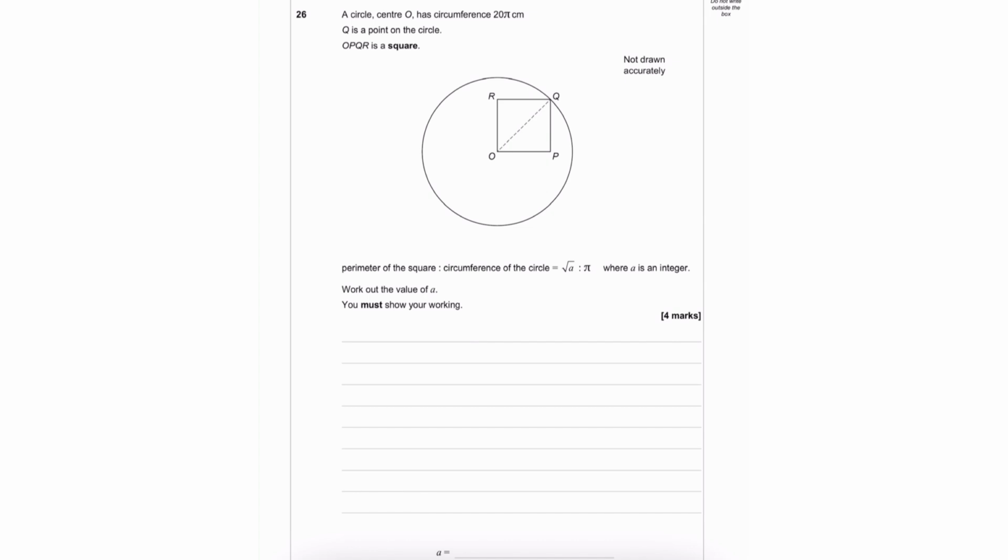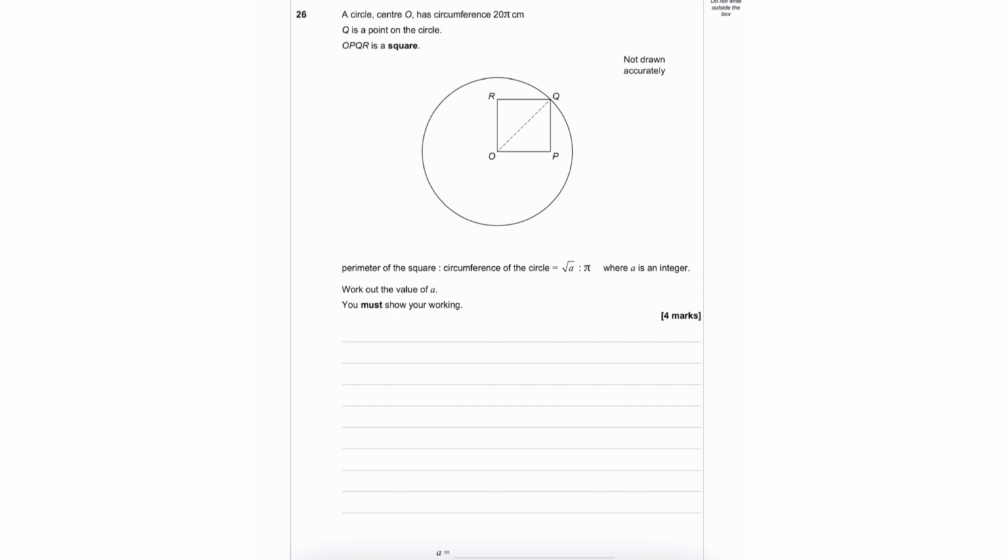So here in question 26, we can see that we have a square within a circle. We're told that O is the origin, and we're told the circle has a circumference of 20 pi centimeters. Q is a point on the circle, and OPQR is a square. And we want to work out the value of A given that the ratio of the perimeter of the square to the circumference of the circle is root A to pi.